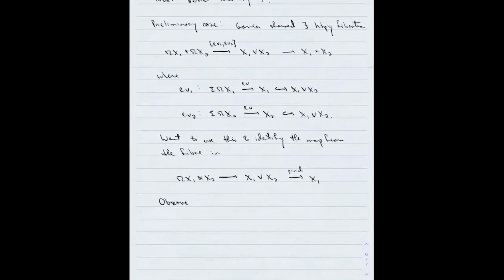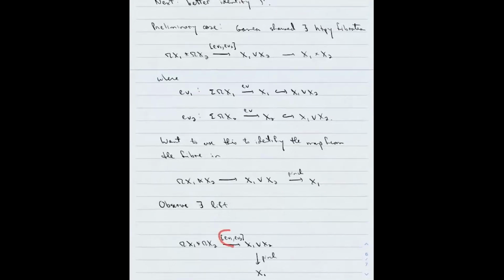So the first thing to observe is that there's a lift. If we take x1 wedge x2 and look at this Whitehead product of evaluation maps and pinch to x1, then because this Whitehead product is determined by these two maps, and this one composes trivially to x1, the naturality of the Whitehead product says that this composite will be trivial. So we'll end up with a lift to the fiber.